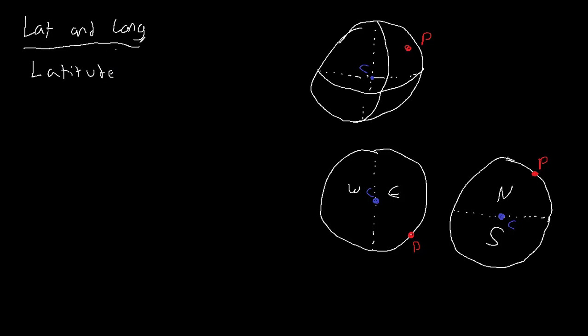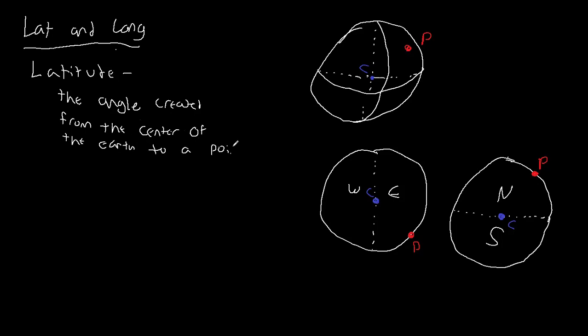So when we talk about latitude, what we're talking about is the angle created from the center of the Earth to a point on the Earth's surface, specifically in the north-south direction.